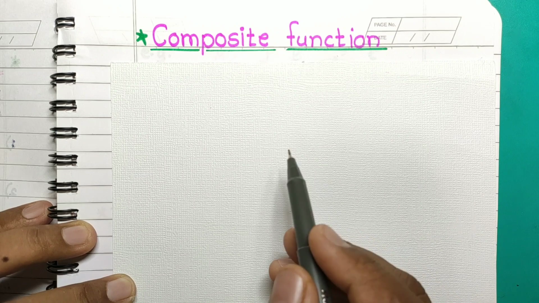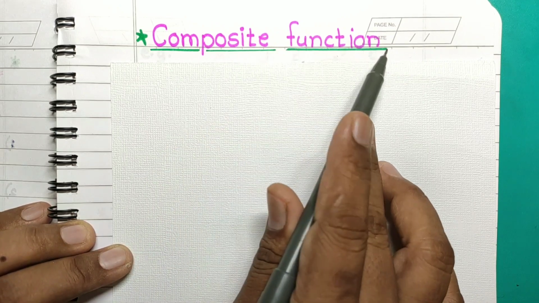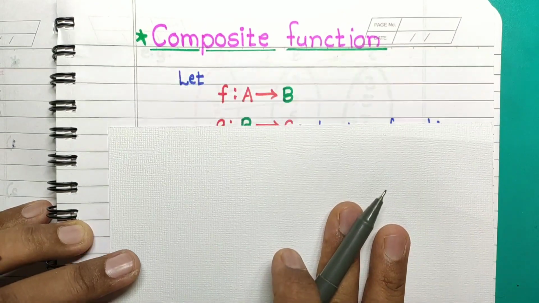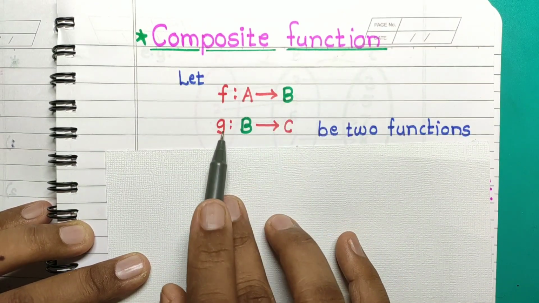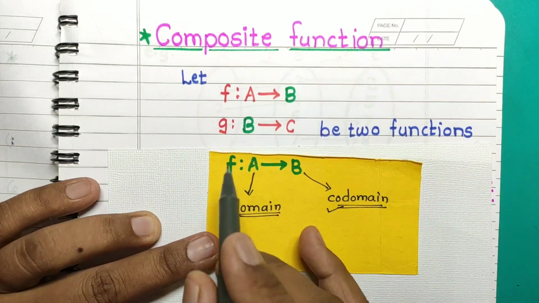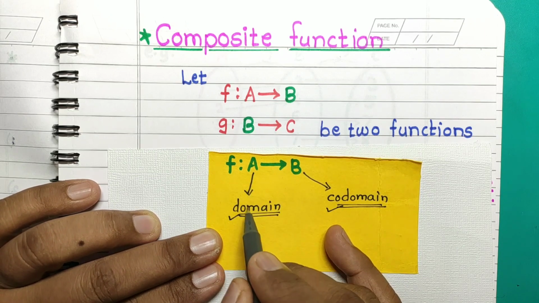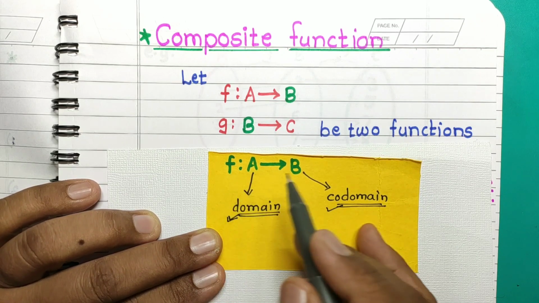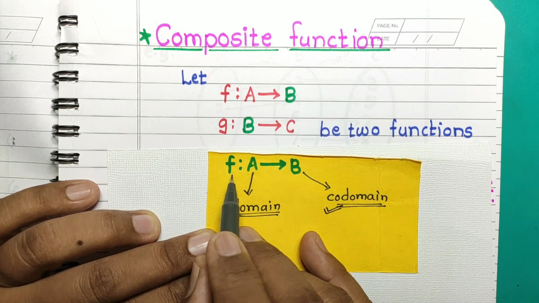Hi students, in this session we are going to discuss the concept of composite function. For this, consider two functions, function f from A to B and function g from B to C. When we consider function f from A to B, here set A is the domain of function f and set B is the codomain of function f.